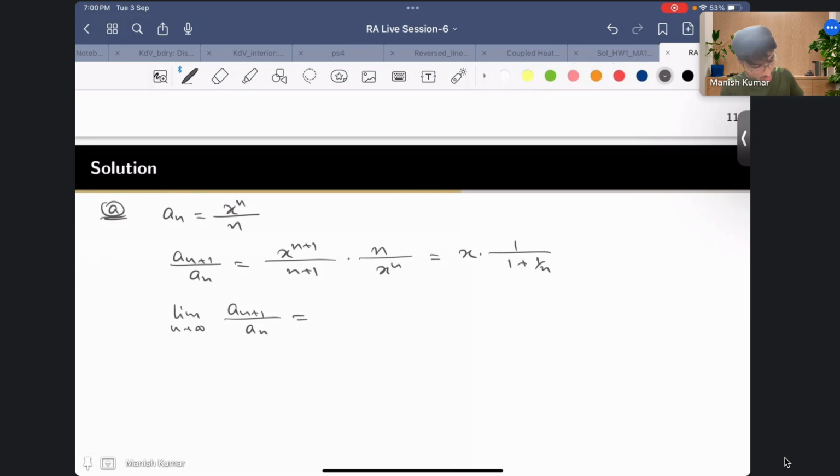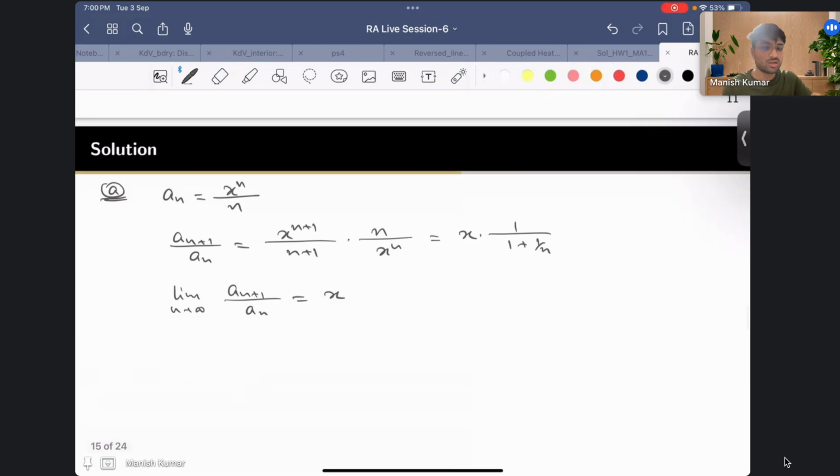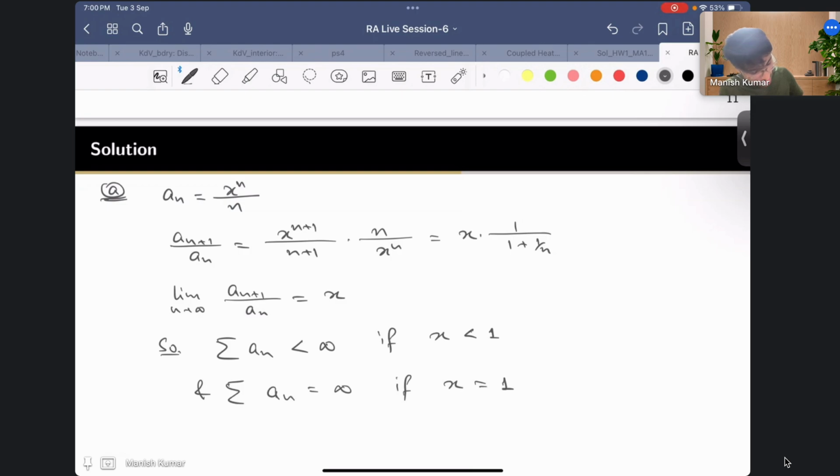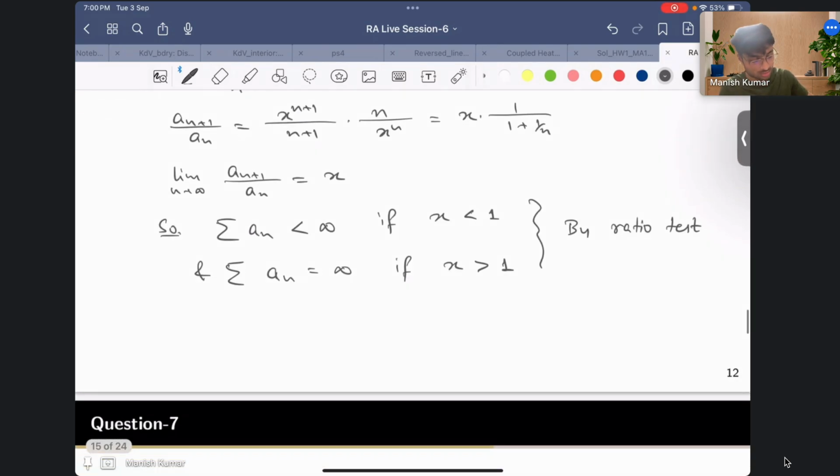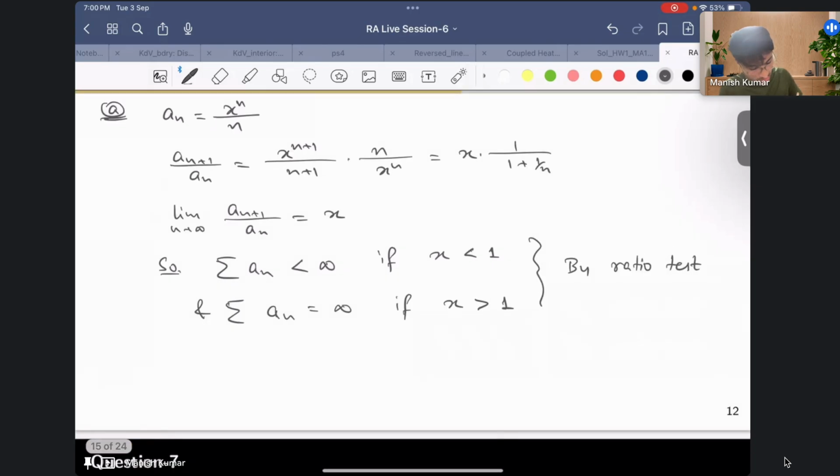So you know that when the limit is strictly less than 1, then the series is convergent, right? So the series a_n is convergent by the ratio test if x is less than 1, and the series a_n is divergent if x is greater than 1. So this is by the ratio test. Okay, but you cannot conclude about x equal to 1, right? So you just simply put x equal to 1.